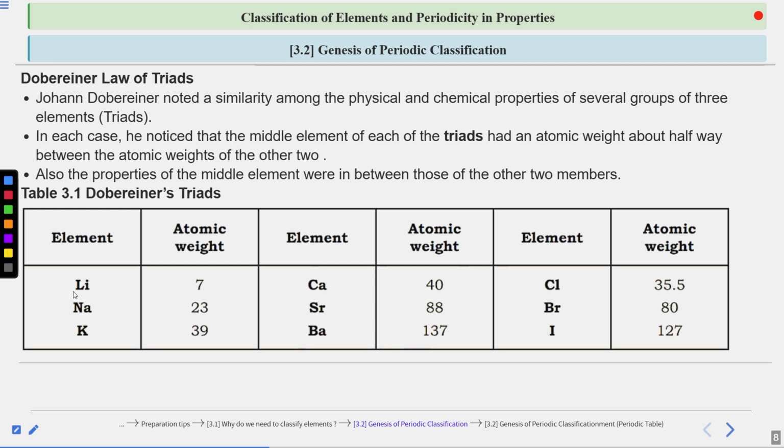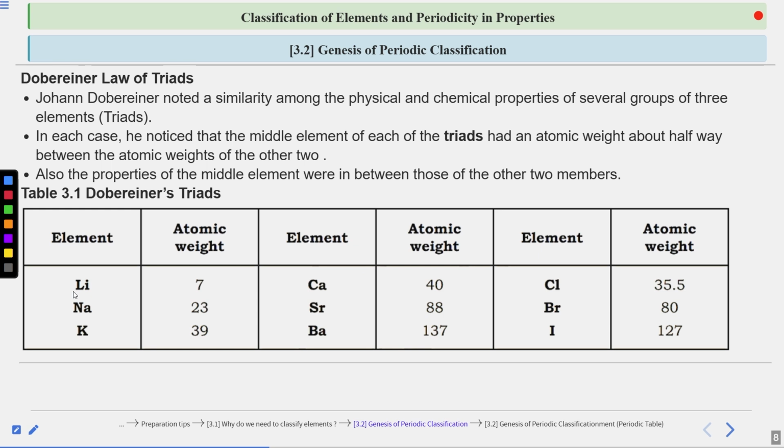This is the first thing. So just add 39 plus 7, divide by 2, and you will get 23. So this is the first triad. And the second thing that they observed is that these three elements have similar properties.